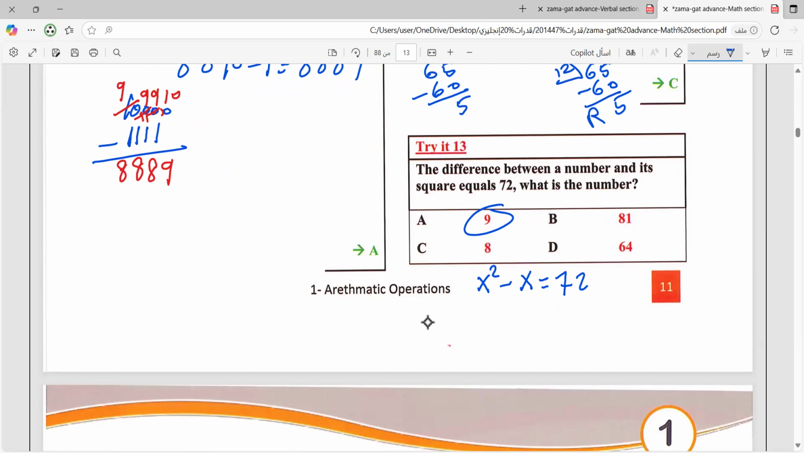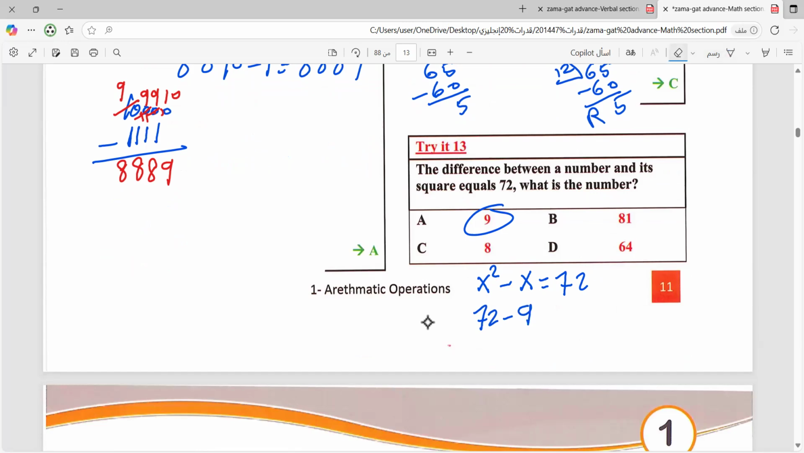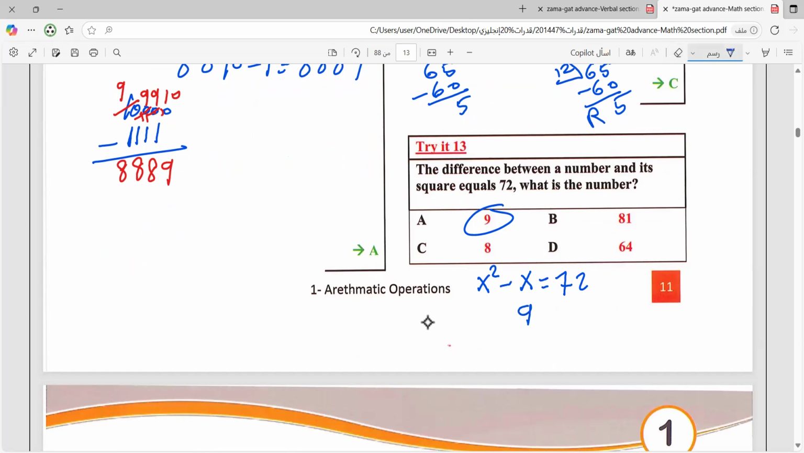So 9 times 9 is 72 minus... Oh, sorry, not 72. It is 81. So 81 minus 9 is 72. Correct. So the answer is A.